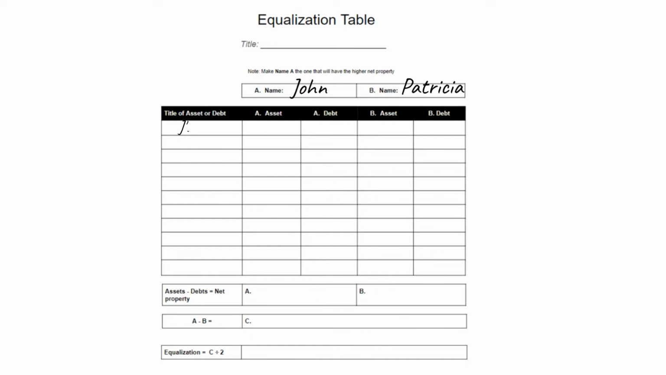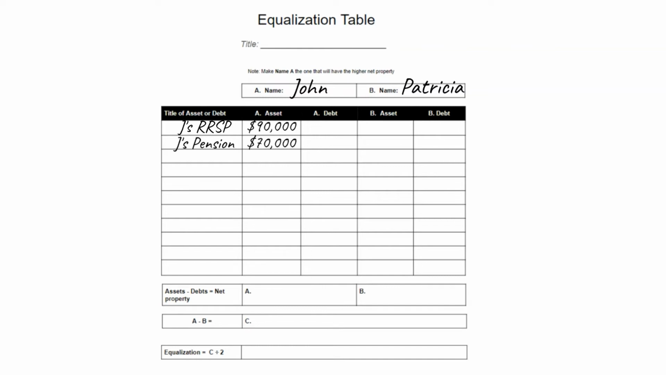So, John came into the marriage with $10,000 of work RRSPs, and throughout their 10-year marriage, those RRSPs increased to $100,000. Therefore, the net increase in value during the marriage was $90,000. We'll assign the $90,000 to John's asset column. As well, John has a work pension. It was worth $15,000 when he married Patricia, and it grew to $85,000 while they were married. Therefore, the net increase of John's pension during the marriage was $70,000. We'll assign $70,000 to John's asset column.